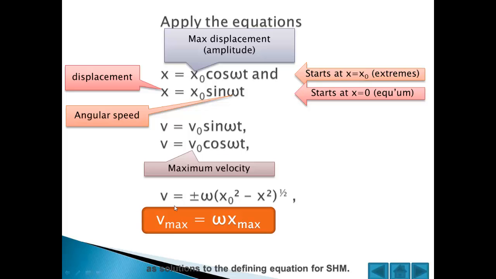Now this equation here can be simplified to this: square root of x naught squared minus x squared. Basically, the maximum velocity is when it's going through the equilibrium position. In other words, x will be equal to 0, so it's going to be basically x naught squared square rooted. So the maximum velocity is equal to omega x max. Another way of putting it is that the velocity going around in a circle is equal to omega r, because r is basically the amplitude, in other words, x max, x naught.